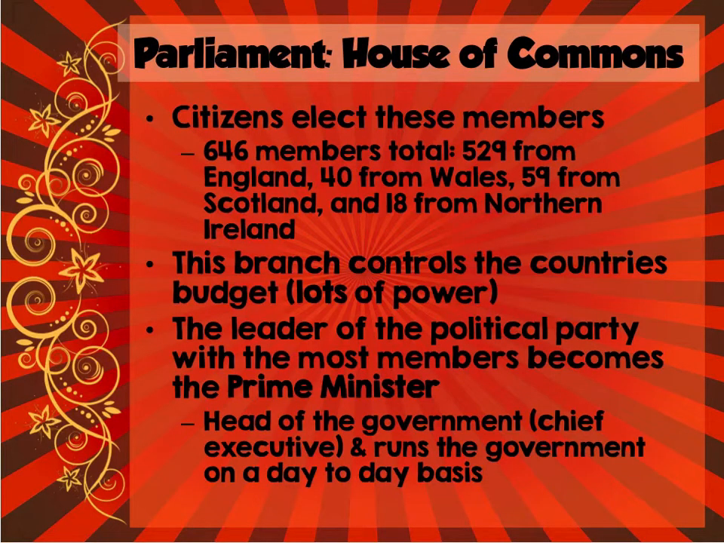House of Commons. Citizens elect these members. 646 members total. 529 are from England, 40 are from Wales, 59 are from Scotland, and 18 are from Northern Ireland. This branch controls the country's budget. They have lots of power. The leader of the political party with the most members becomes the Prime Minister. He is the head of the government, chief executive, and runs the government on a day-to-day basis.